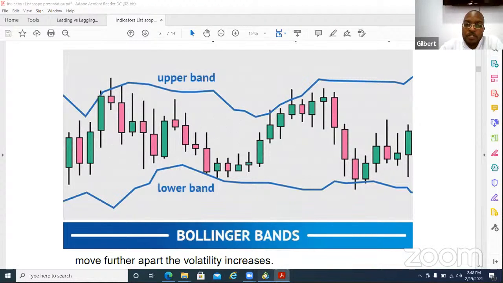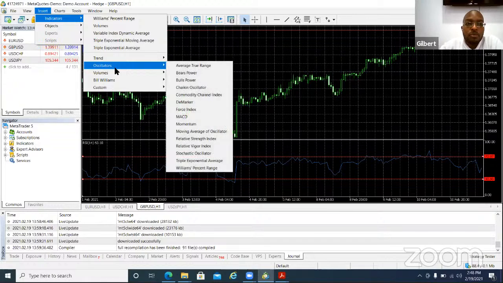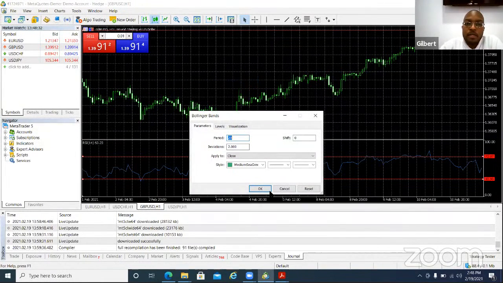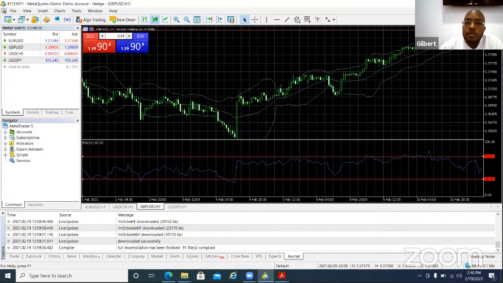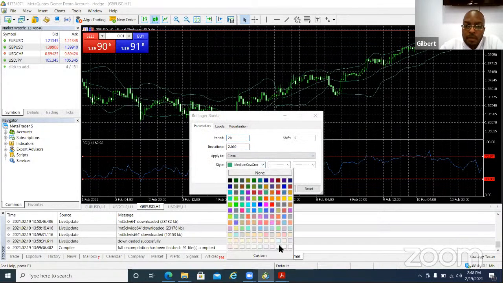So let me go to the chart so that I can explain this. Let's insert the Bollinger Bands. Let's go in this group here of trend, Bollinger Bands. So there are these green ones here. Let me just change the color. Let's change it to something a bit lighter.